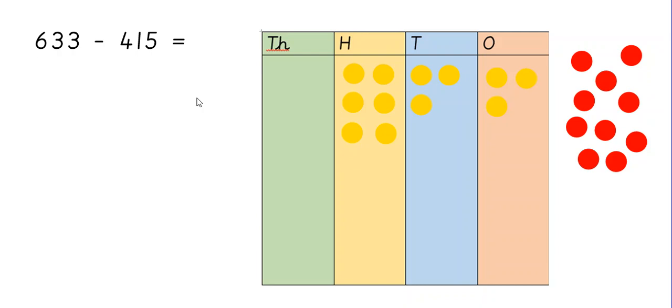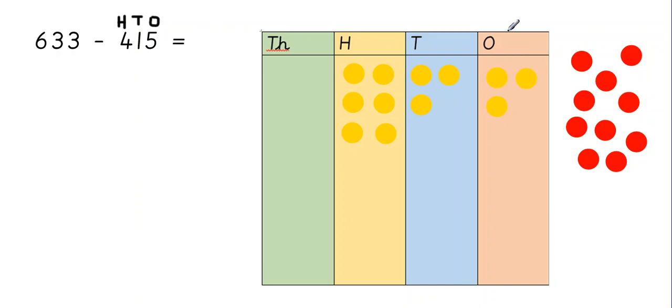Okay, so we're going to start with our ones column. So remember to identify your different columns. So you've got your ones column, your tens column, and your hundreds column. Okay, so in our ones column over here, I have 1, 2, 3. I want to take away 5, but I've only got 3, so I can't do that.